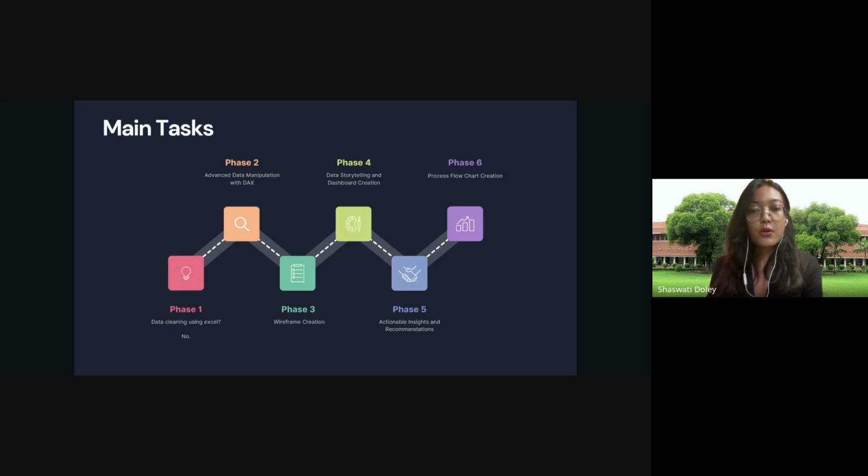In phase 3, we created a wireframe using PowerPoint presentation to visualize how our dashboards would look. In phase 4, we actually created the dashboard, which we will be discussing further. In phase 5, we derived insights from the dashboards that were created using Power BI. And in the last phase, we created a process flow chart to visualize how our entire project looked. Now handing over the presentation to Ayush.